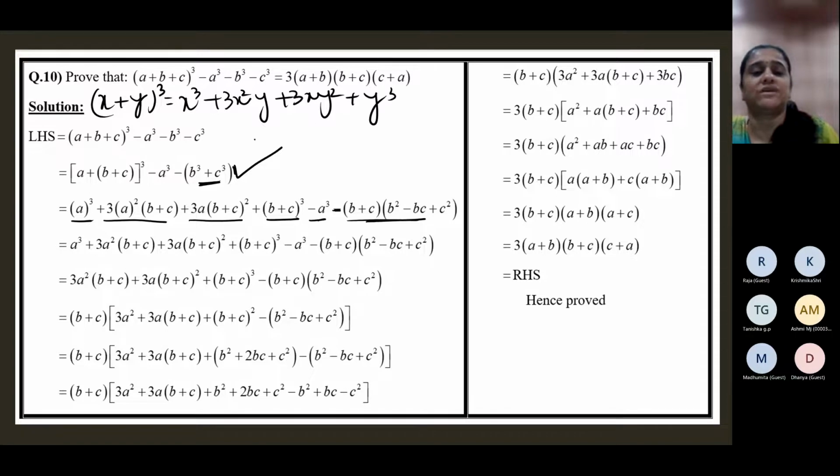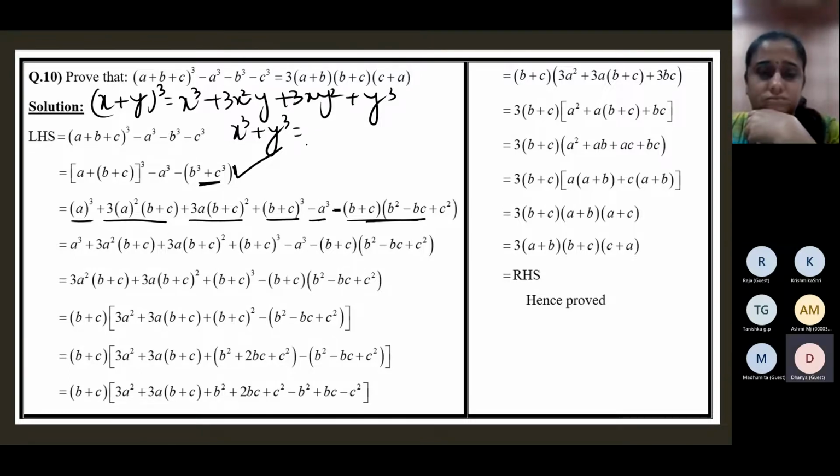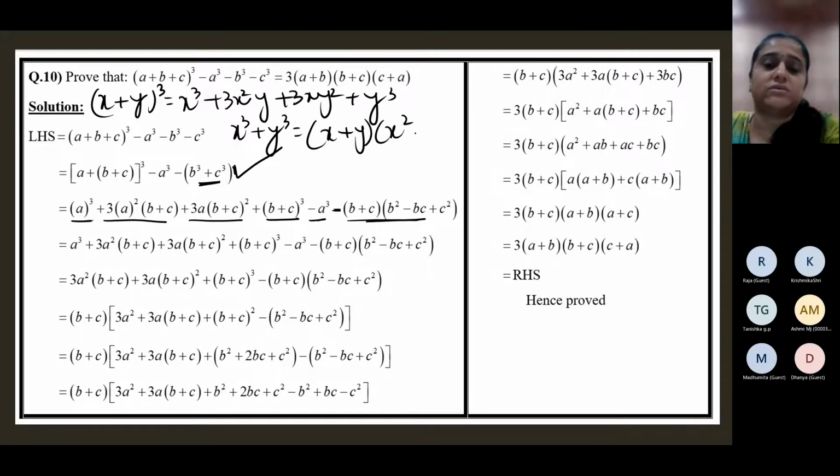And Tanishka, what is x cubed plus y cubed? Danya? Ma'am, it's x plus y, x square minus xy plus y square, ma'am. Very good. Thank you. All right. So these are the identities used for the second step here.